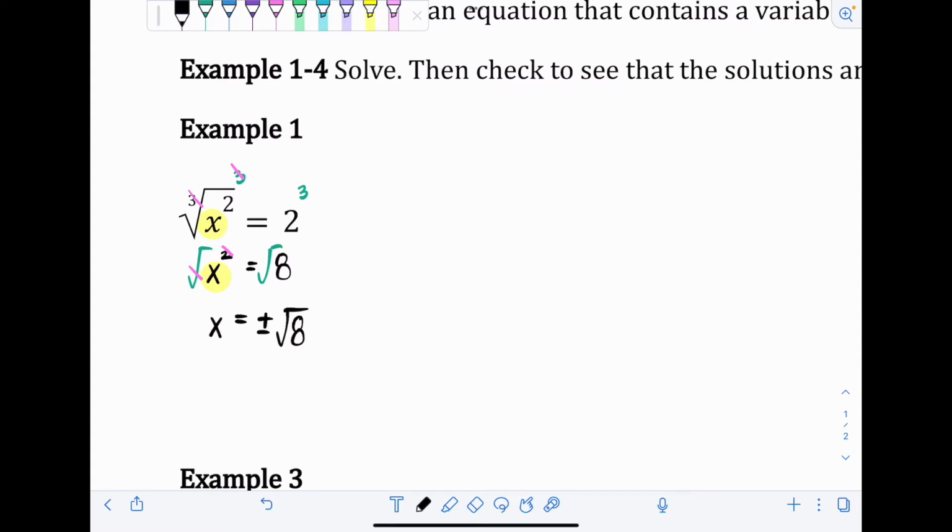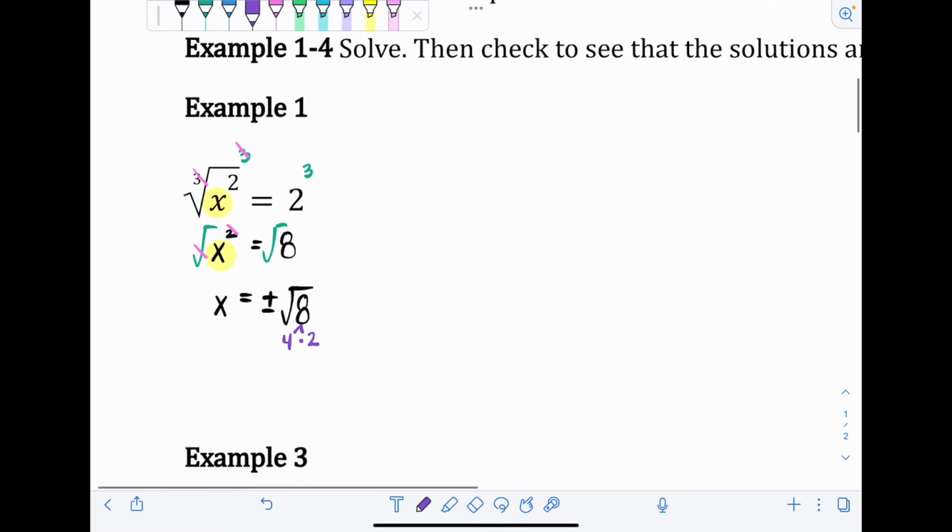And then we want to see if we can simplify that. What I mean by that is, does 8 have any perfect square factors? It does, because 8 is 4 times 2. So to simplify, we can take the square root of the 4 and leave the leftover 2 inside the radical. So x equals positive or negative, the square root of 4 is 2, and the square root of 2 can't be simplified, so that stays inside. So x equals positive or negative 2 root 2.